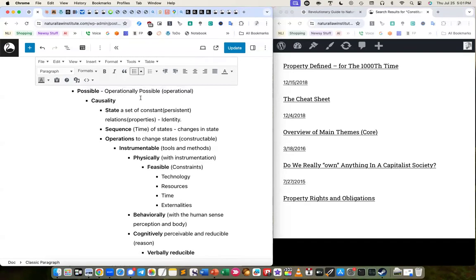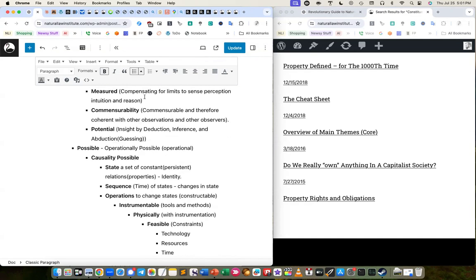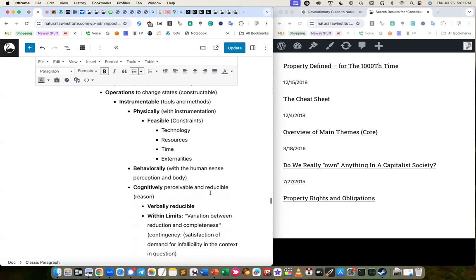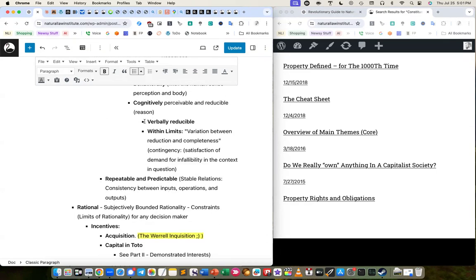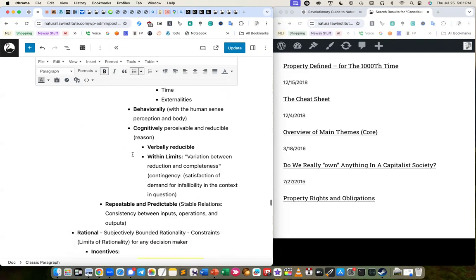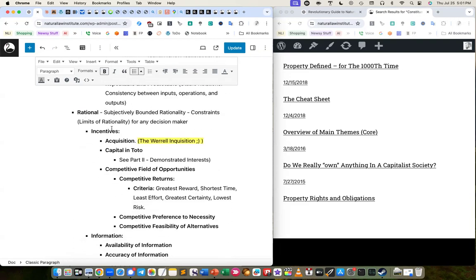So it's operationally possible. And it'd be causally possible, right? Yes. The sequence has to satisfy the demand for a state and identity sequence. The changes in state can be, whether it's instrumentable physically or feasible behaviorally, cognitively. And cognitively, it's verbally reducible within limits. That's great. Repeatable and predictable. Those are the criteria for causal possibility. Testify. Rational, subjectively bounded rationality constraints for any decision maker.